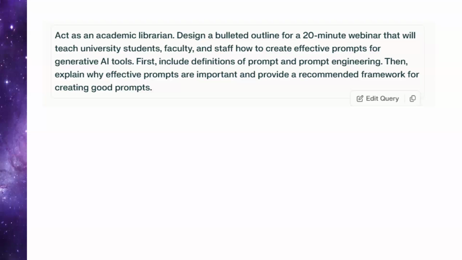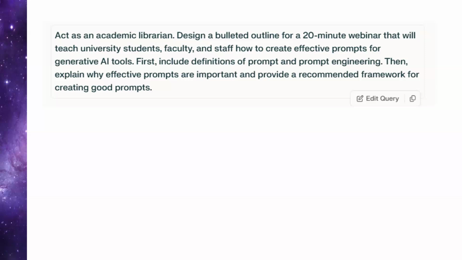I wrote, act as an academic librarian, design a bulleted outline for a 20-minute webinar that will teach university students, faculty, and staff how to create effective prompts for generative AI tools. First, include definitions of prompt and prompt engineering, then explain why effective prompts are important and provide a recommended framework for creating good prompts.